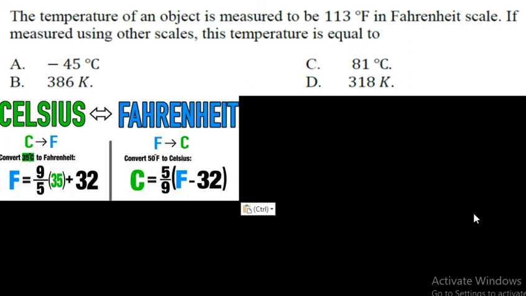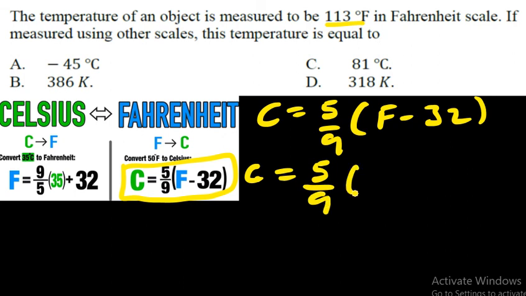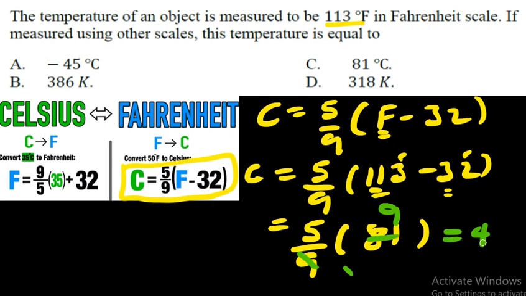First of all, try to remember the formula to change Fahrenheit to Celsius and Celsius to Fahrenheit. Here what's given? Fahrenheit. So we need to change it into Celsius. This is the formula: C is equal to 5/9 times (F minus 32). So C is equal to 5/9 times (113 minus 32), which is 5/9 times 81. We can simplify here: 81 divided by 9 is 9, and 9 times 5 will be 45 degrees Celsius.